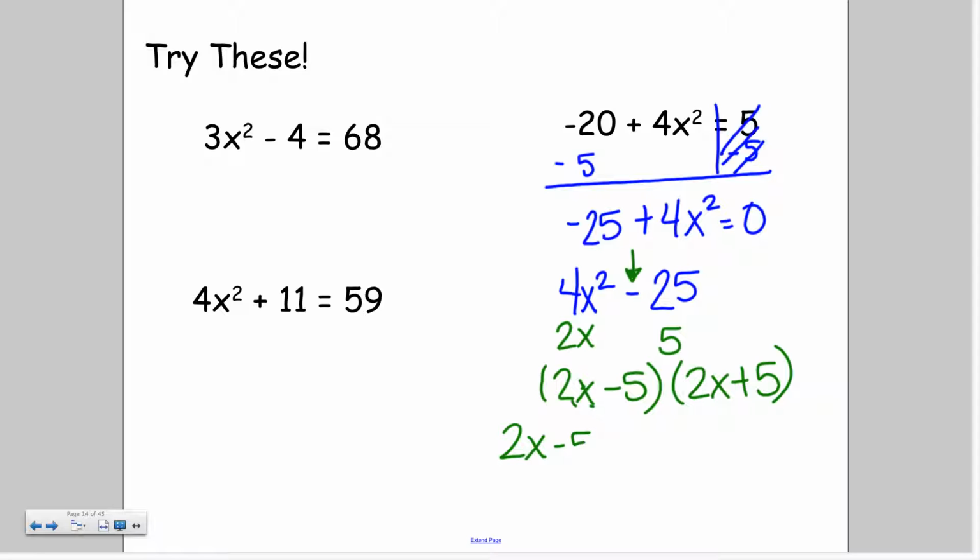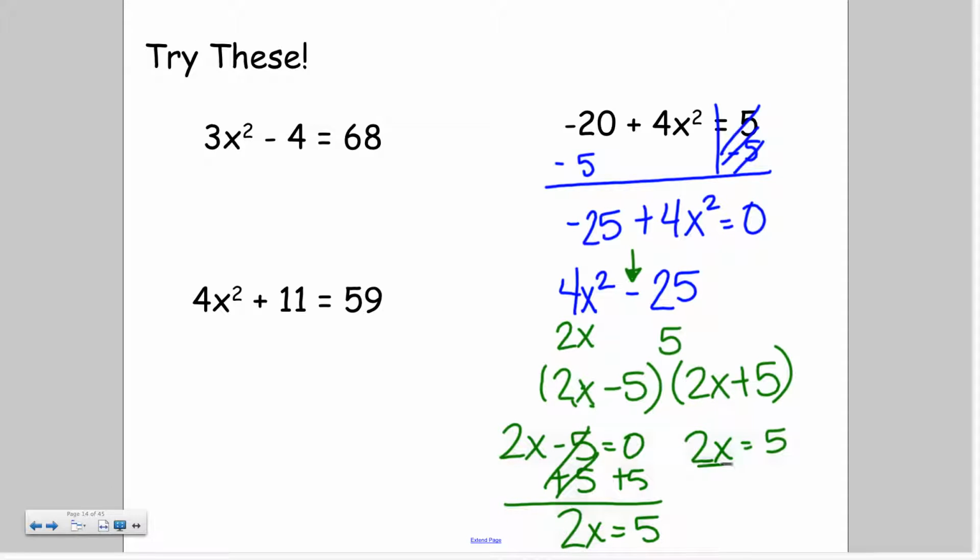I'm only going to do one right now, and I'm going to solve it to get my 2 solutions. And that is going to be 2x is equal to 5. So 2x is equal to 5, divided by 2, and I'm left with x is equal to 5 halves.